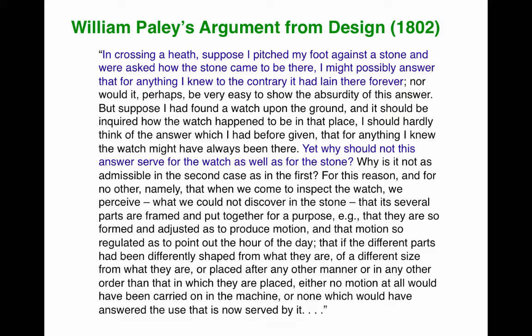In crossing a heath, suppose I pitched my foot against a stone and were asked how the stone came to be there. I might possibly answer that for anything I knew to the contrary, it had lain there forever. Nor would it, perhaps, be very easy to show the absurdity of this answer. But suppose I had found a watch upon the ground, and it should be inquired how the watch happened to be in that place. I should hardly think of the answer which I had before given, that for anything I knew the watch might have always been there. Yet why should not this answer serve for the watch as well as for the stone? Why is it not as admissible in the second case as in the first? For this reason and for no other, namely, that when we come to inspect the watch, we perceive, what we could not discover in the stone, that its several parts are framed and put together for a purpose. For example, that they are so formed and adjusted as to produce motion, and that motion so regulated as to point out the hour of the day.